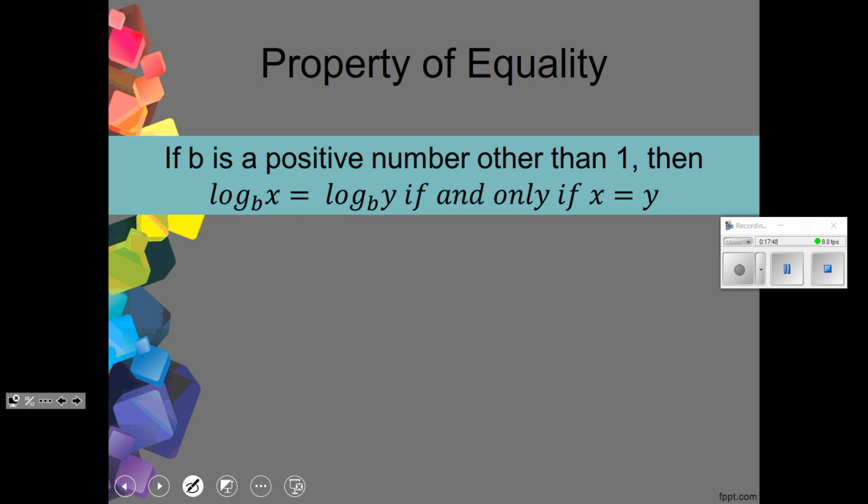All right. So let me go one step further. I have like 2 or 3 more examples. One step further. If b is a positive number other than 1, then the log base b of x would have to equal the log base b of y if and only if x and y are equal. Okay? Anybody want to tell me why b would have to be something other than 1? If b was 1, what would that make your base?